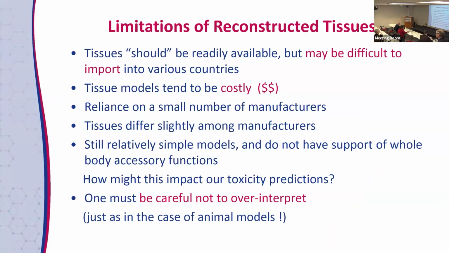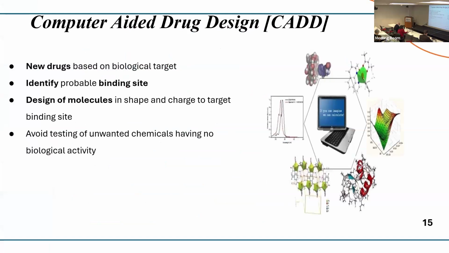There are not very many manufacturers. They differ slightly among manufacturers, and they're still relatively simple models that do not support the whole body. And this might impact our toxicity predictions. And again, just as with whole animals, we need to be careful how we interpret the data that we get out of any of our studies.